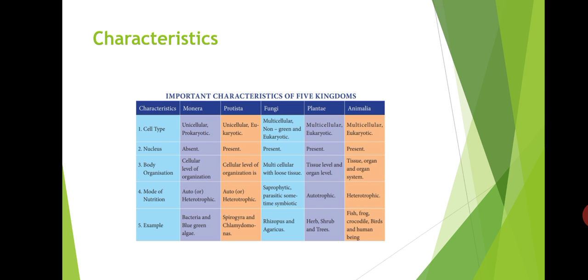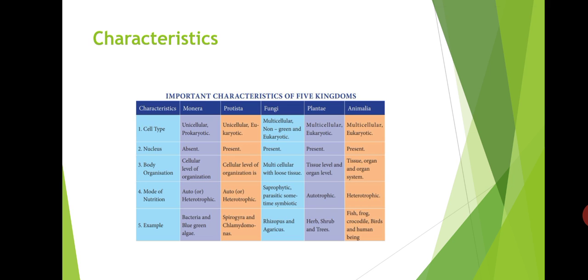If we take cell type, Monera will be unicellular, that is prokaryotic. What is meant by prokaryotic? Without a true nucleus, that is, without the nuclear membrane. If the nuclear material alone is present, that is called prokaryotic. And Protista will also be unicellular, but it is eukaryotic, which has the nuclear membrane, along with the nucleus.